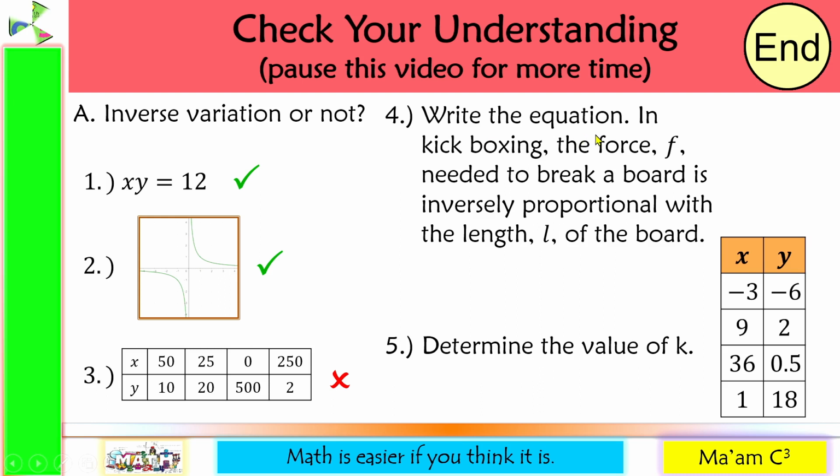Number 4, let us write the equation. In kickboxing, the force F needed to break a board is inversely proportional with the length of the board. So F is equal to K over L. And last one, determine the value of K. Negative 3 times negative 6 is 18. 9 times 2 is 18. 36 times 0.5 is 18. And 1 times 18 is 18. Therefore, our K is equal to 18.